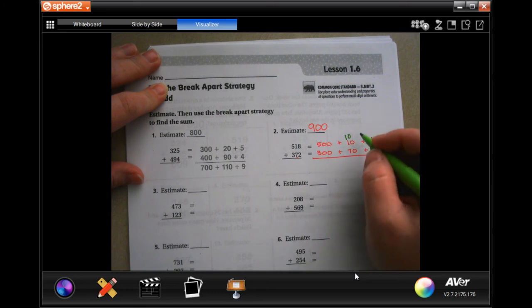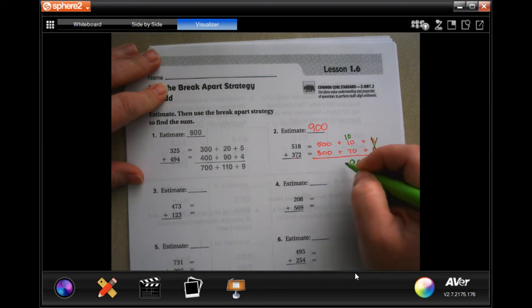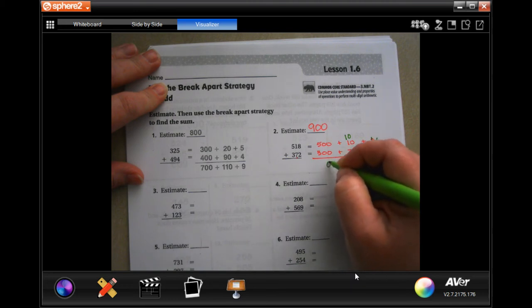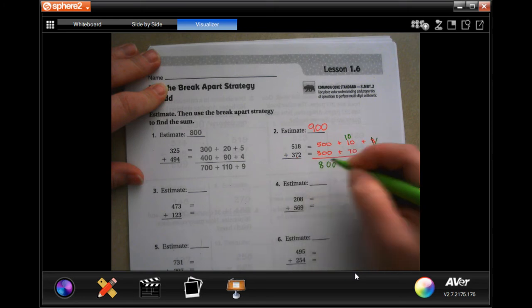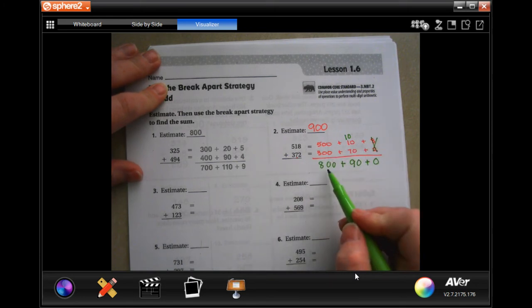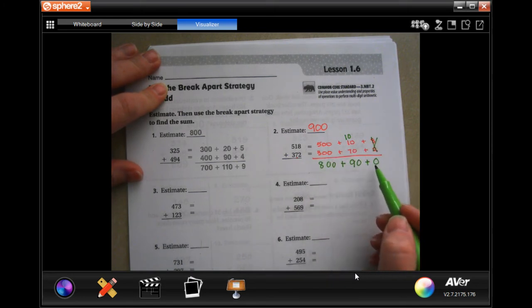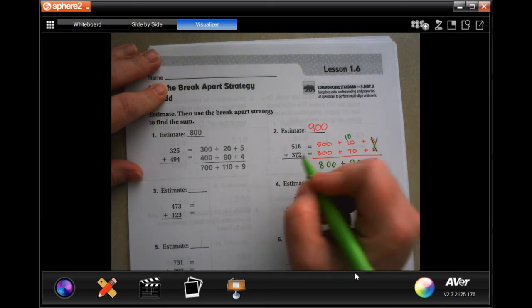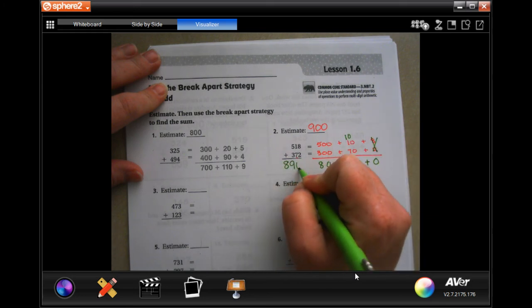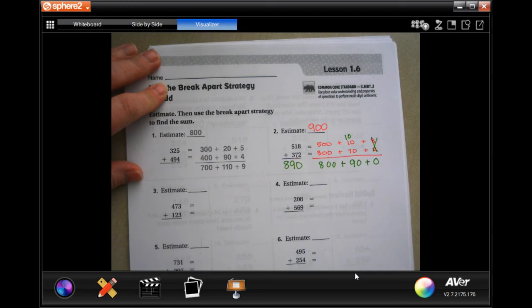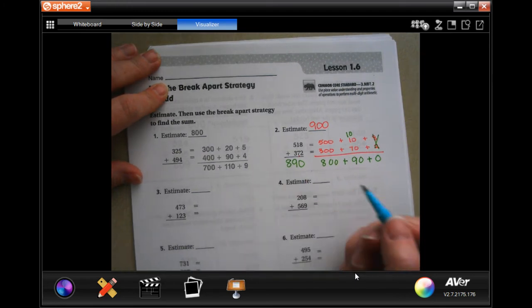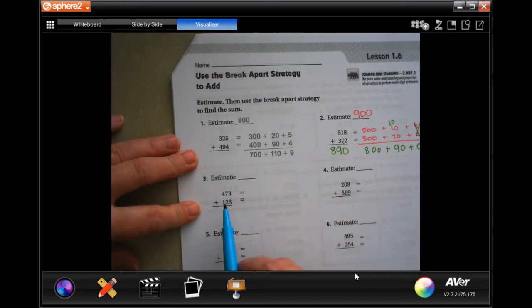So now that column is going to be zeros, and we have 1, 2 plus 7 is 9, and then 2 zeros, and 5 plus 3 is 8. So now 800 plus 90 plus 0, well, that's 890. Okay? All right.